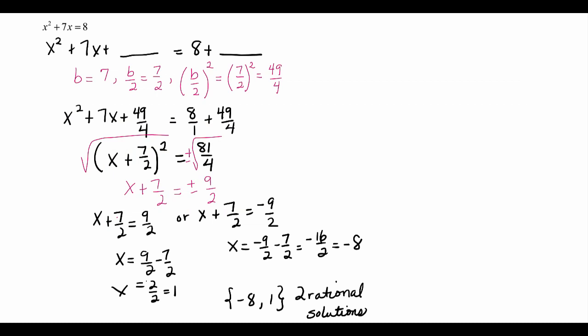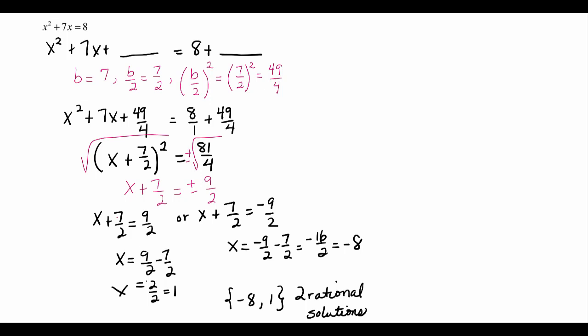Okay, so here's the solution. B is 7. So when you take half of B, you have 7/2. And when you square that, you have 49/4. So did you add 49/4 to both sides of the equation? Then did you factor on the left-hand side, x plus 7/2 squared? And on the right-hand side, kind of nice, when you added the 8 over 1 plus 49/4, you got 81/4.